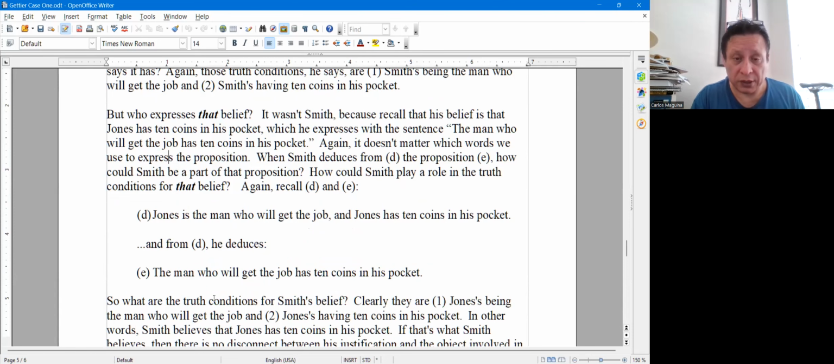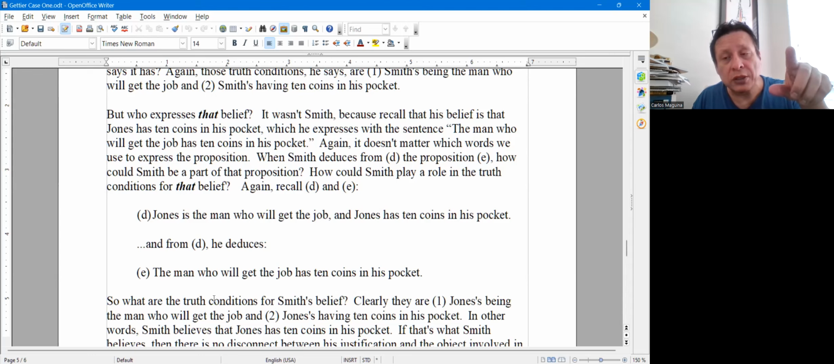And from this proposition, D, he deduces E. The man who will get the job has 10. So how could that not be Jones has 10 coins in his pocket? He believes Jones has 10 coins in his pocket. That's the corresponding proposition to the sentence, the man who will get the job has 10 coins in his pocket, right? And that's just a sentence. We're just using this sentence E to express the proposition.